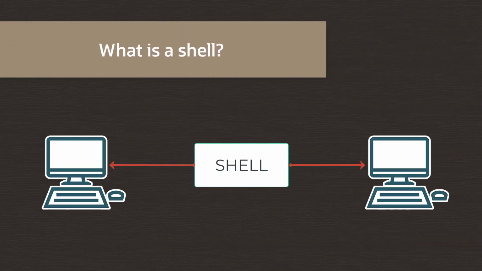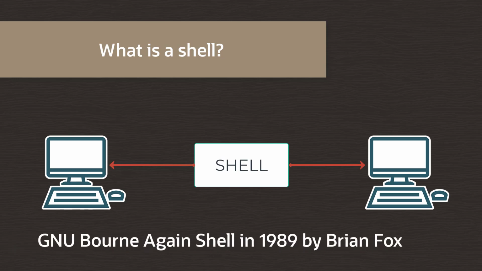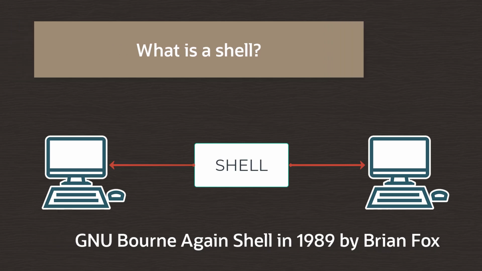The shell is primarily a command interpreter and serves as an interface between the user and the kernel. The shell accepts the commands that a user enters, interprets these commands, and passes them to the kernel, which executes the commands. The GNU Bourne Again shell, or bash, was developed back in 1989 by Brian Fox and is the default shell for Oracle Linux.